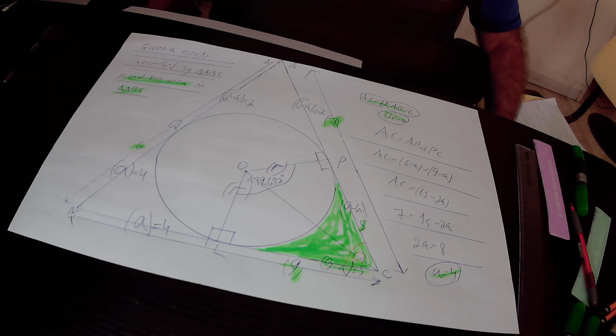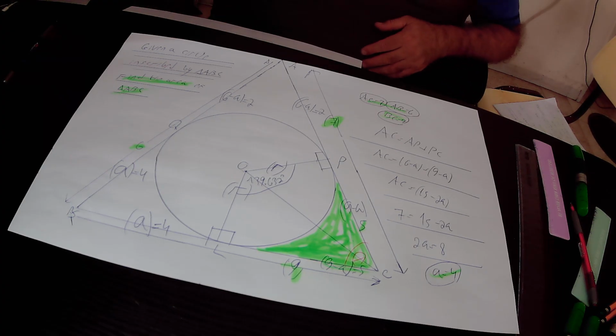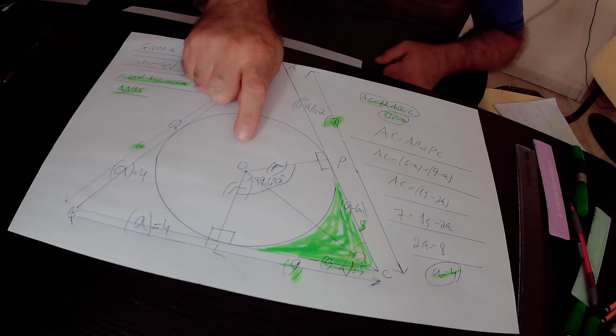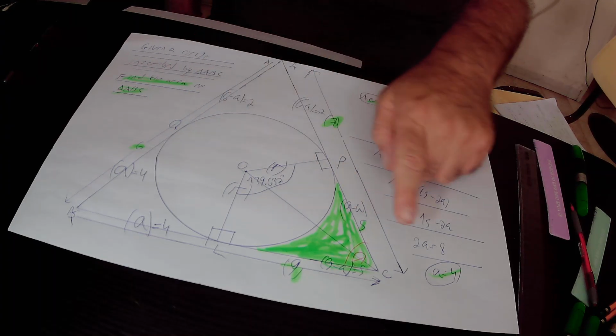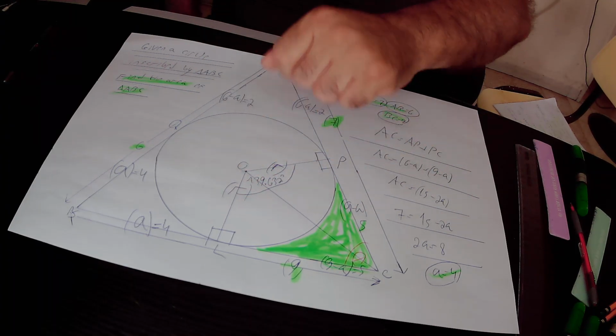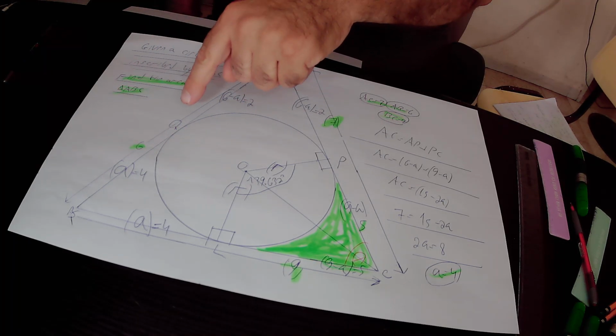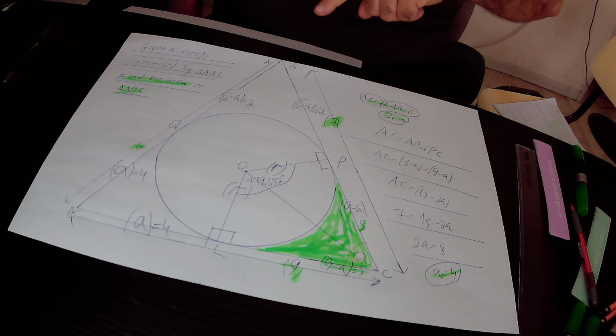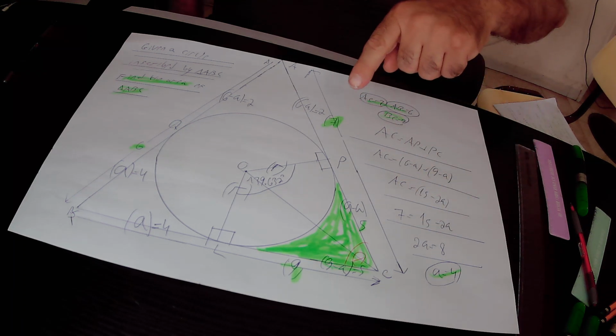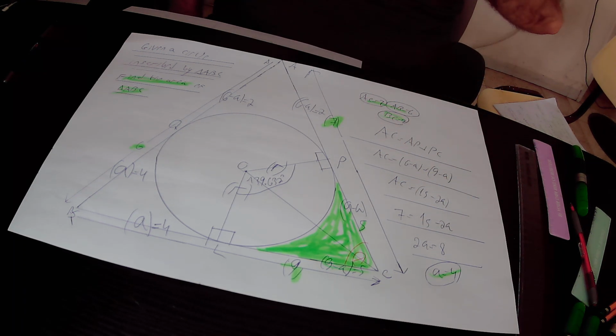In the next step, we define the center of this circle, this point, as point O. We define the point of tangency of tangent BC with this circle, this point, as point L. Likewise, we define the point of tangency of tangent AB with this circle, this point, as point Q. We define the point of tangency of tangent AC with this circle, this point, as point P. The next step, we define the radius of this circle as R.